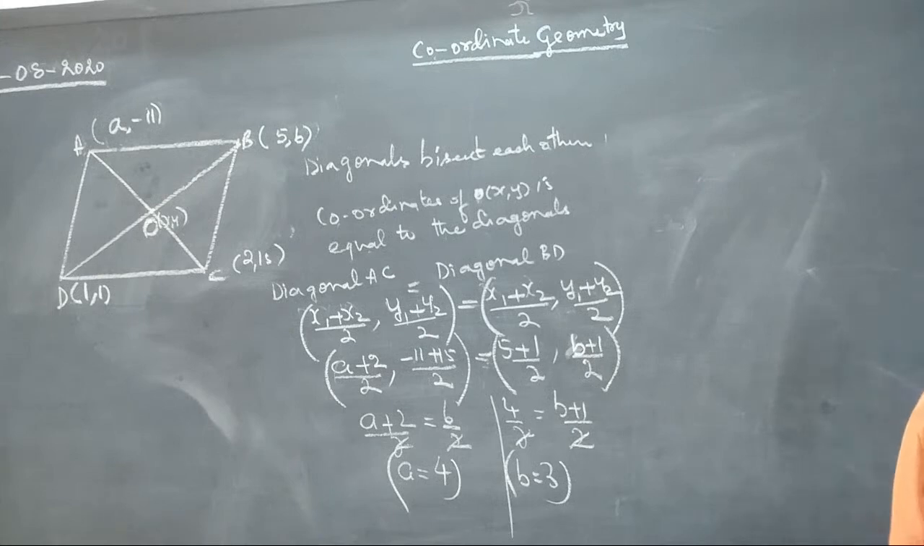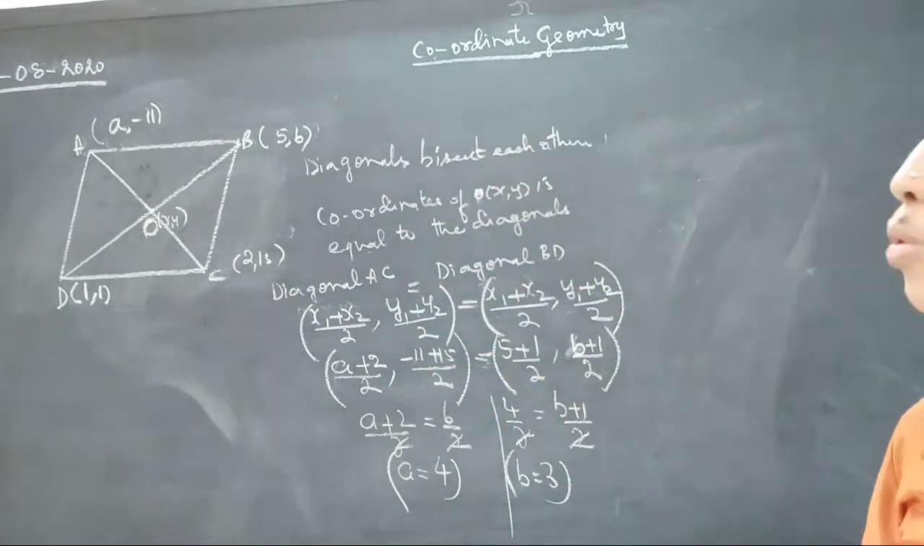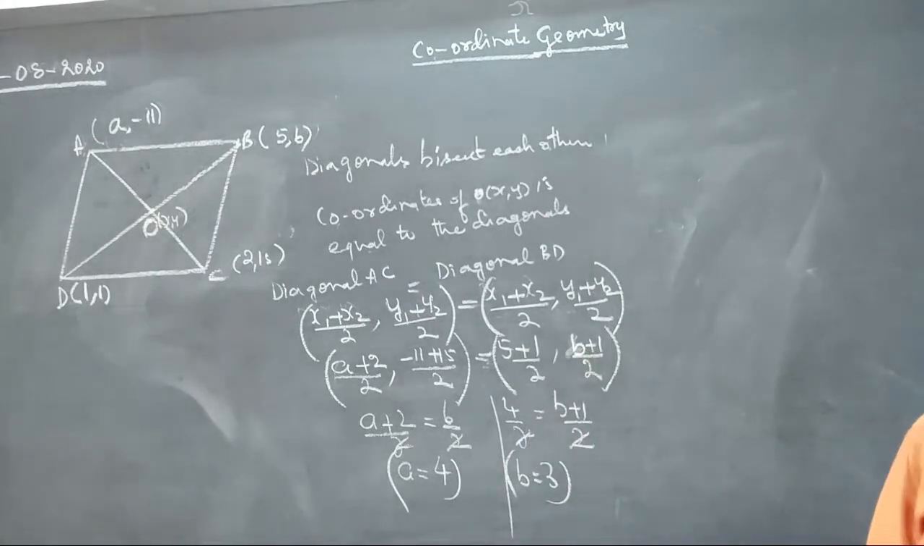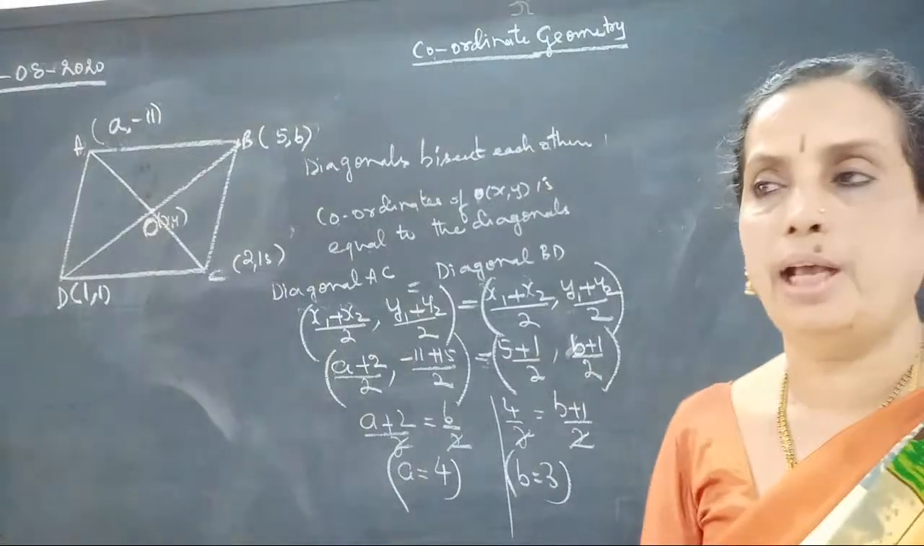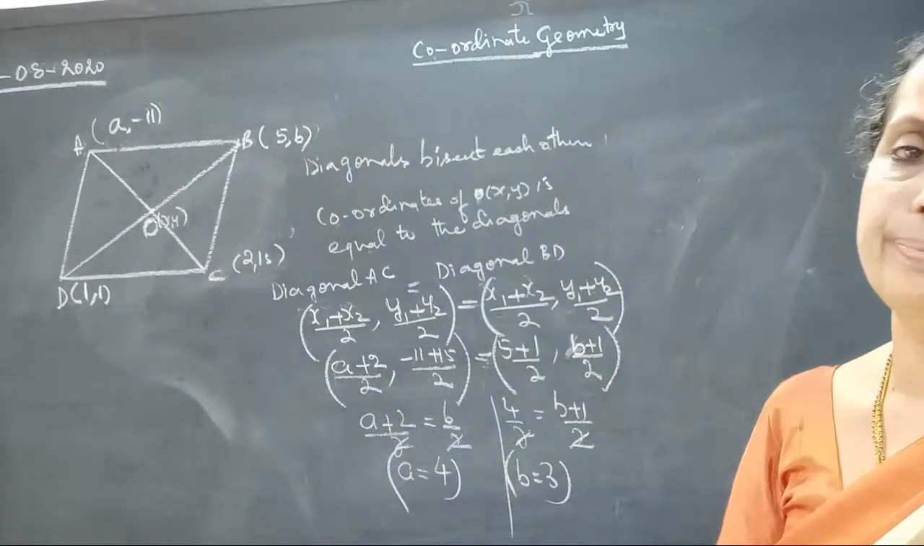Here we applied the same approach as the previous question. Diagonals bisect each other, and the midpoints at the point of intersection of the diagonals are equal for both AC and BD. That is, (x1 plus x2) by 2 of AC is equal to (x1 plus x2) by 2 of BD. Equating the x value of diagonal AC to BD, and the y value of diagonal AC to BD, you will get the unknown.